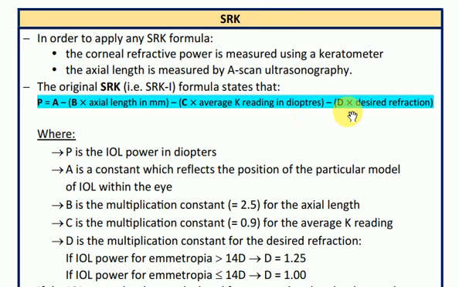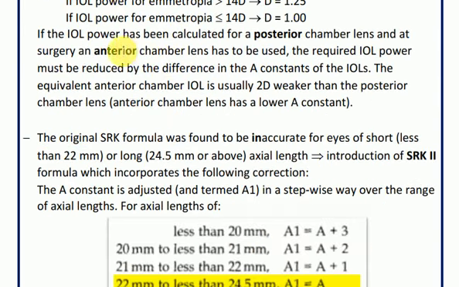If IOL power for emmetropia is more than 14 diopters, then D is 1.25. If IOL power for emmetropia is less than 14 diopters, then D is equal to 1.0. If the IOL power has been calculated for a posterior chamber lens and at surgery an anterior chamber lens has to be used, the required IOL power must be reduced by the difference in the A constants of the IOL. The equivalent anterior chamber IOL is usually 2 diopters weaker than a posterior chamber lens. Anterior chamber lens has a lower A constant.